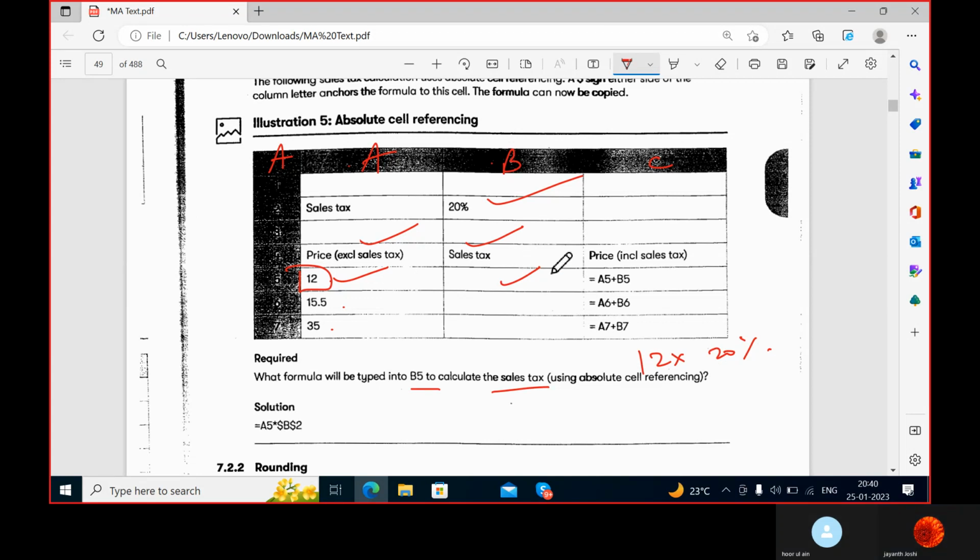So what you have to do is, first you have to calculate the amount. 20% of 12 is how much? 2.4? Calculate 20% of 12. 10% of 12 is 1.2, 20% is 2.4. Now you add A5 plus B5, this and this, and you get the value of 14.4. That is inclusive of sales tax. So again, you can do this for the other values and tell me. And the formula for sales tax calculation is nothing but this into this, correct?